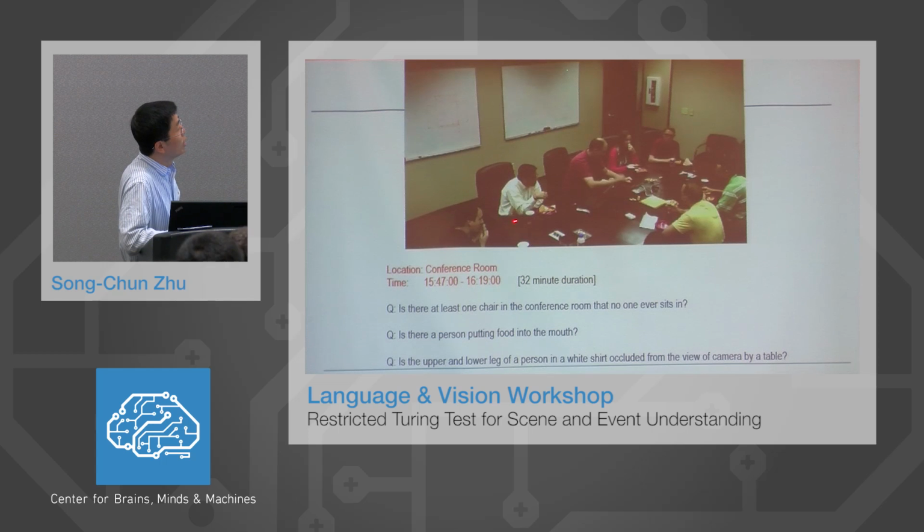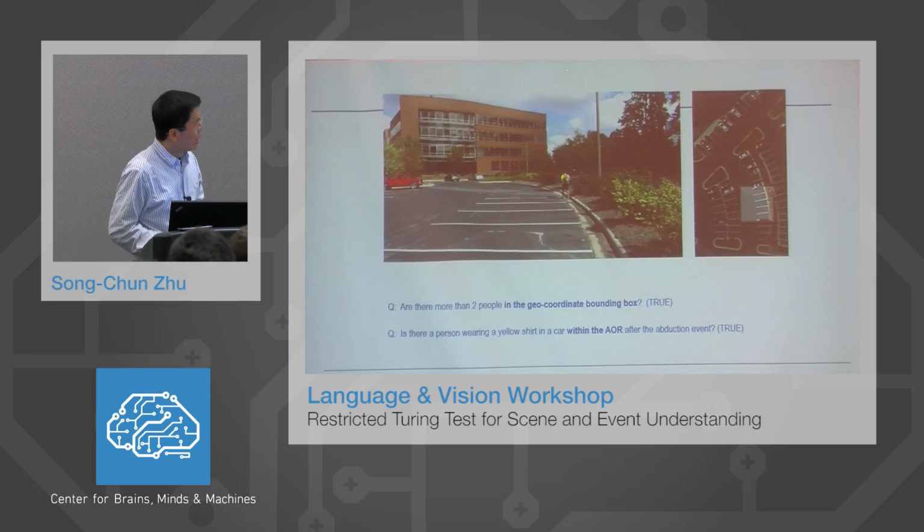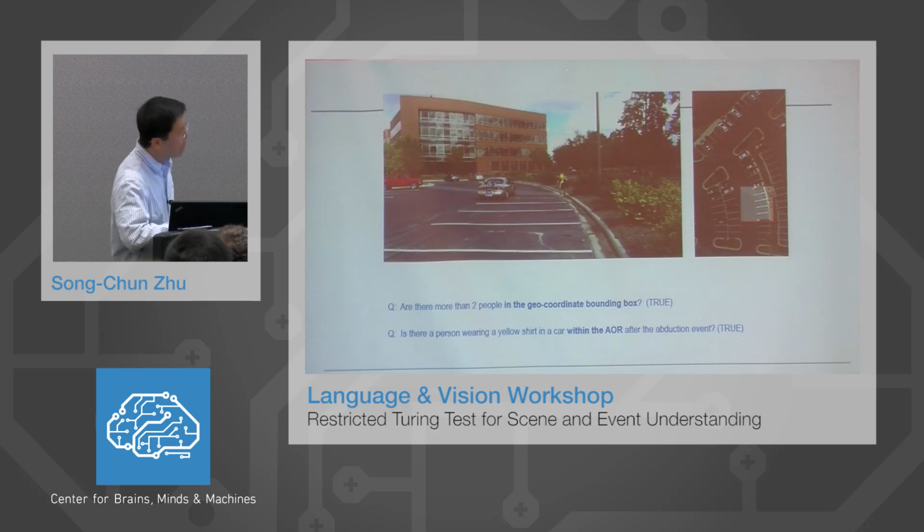It's a person putting food in the mouth. During that time, the lower leg of that person with a white shirt is occluded from the camera by the table. So this is the person. Things like that. And then you also have things like this, which are all events. Say, how many people are in this spatial scene? You have to count more than 2 people, because you see 2 people, but there's a driver here. The guy was coming from the passenger seat. There's more than 3 people. And then there is a yellow person.